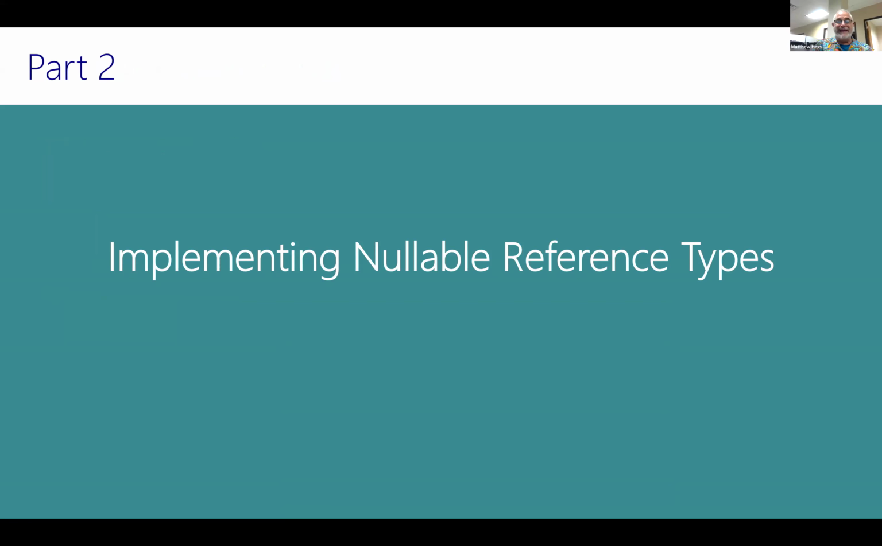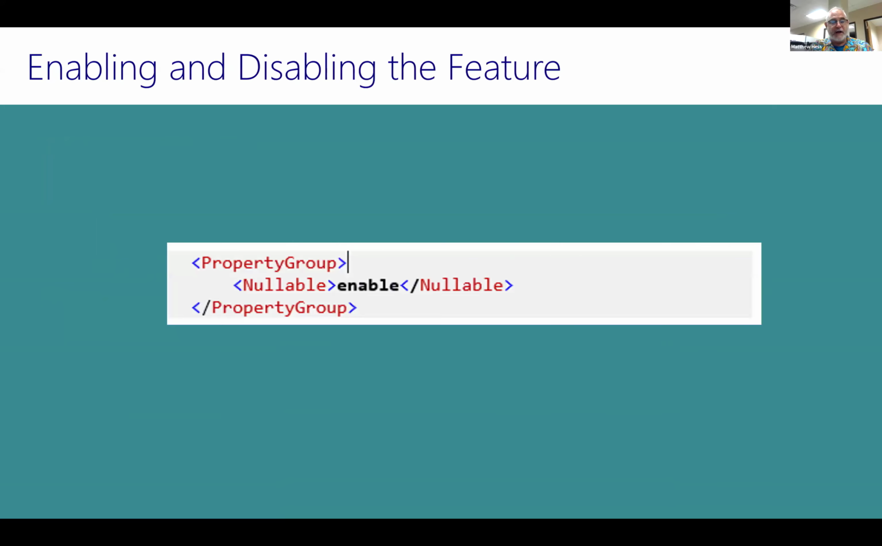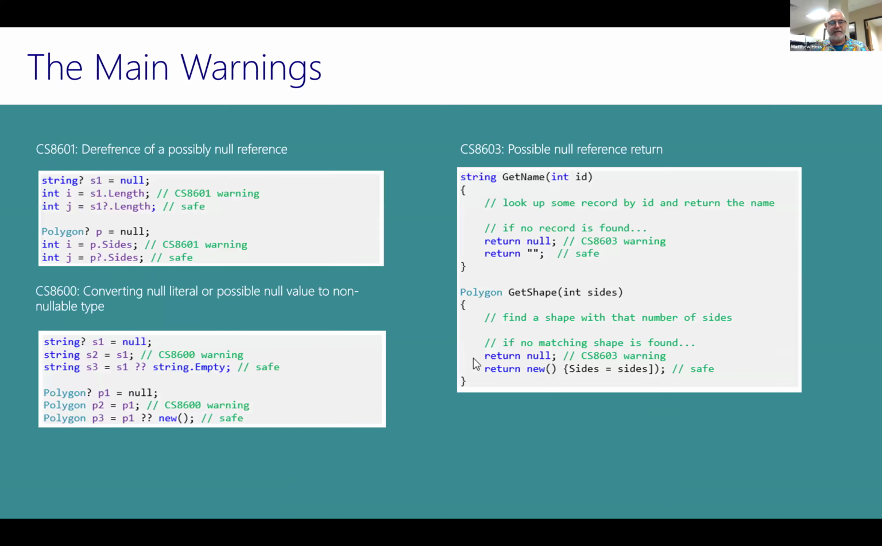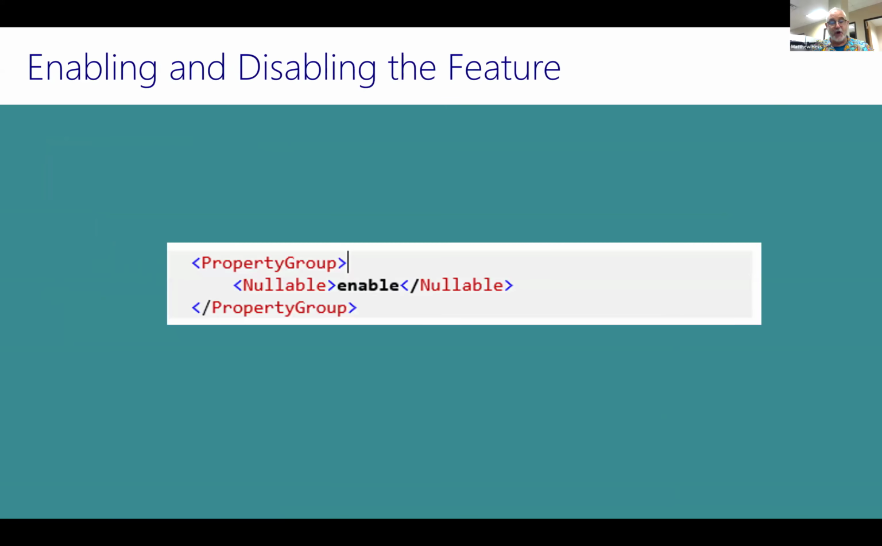So what do we do? How do we implement this feature? The feature itself is turned on at the project level using this nullable attribute in the property group. This is in the csproj file. And by default, it's enabled. So when you create a new C# project, it'll be enabled. And some of us, the very first thing we do is we go in here and we turn it off because it bothers us. But that's because some of us are old and grumpy, like me.